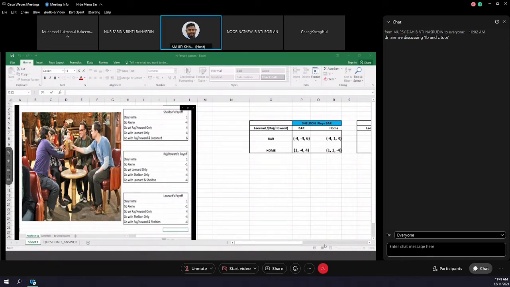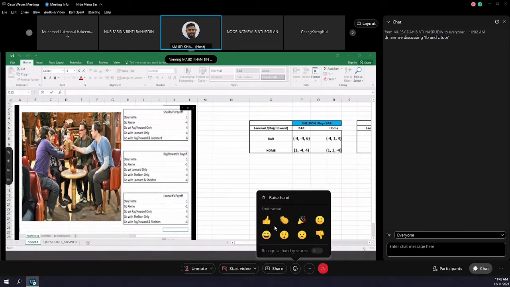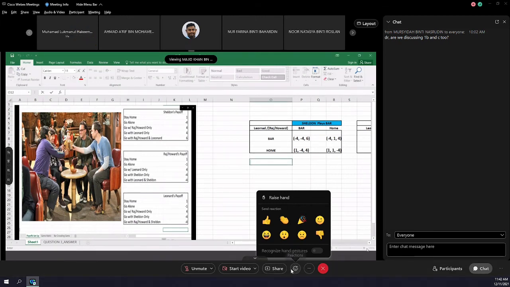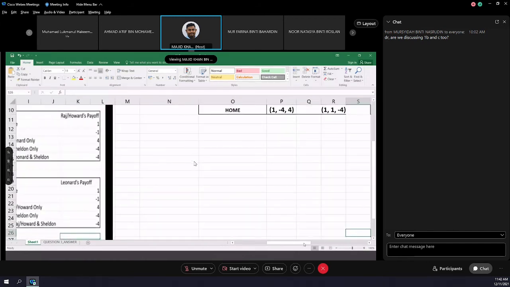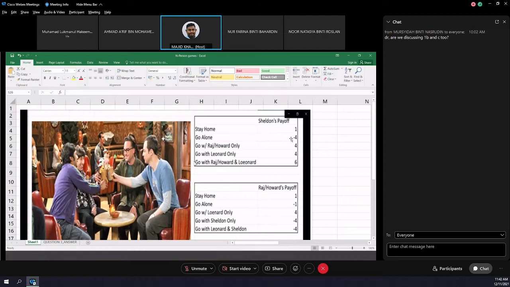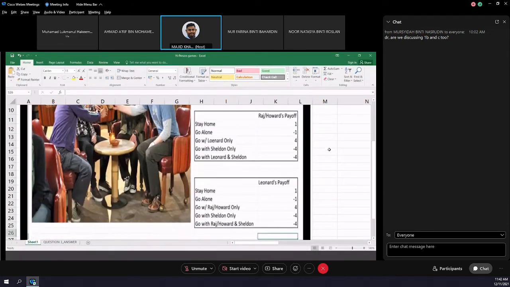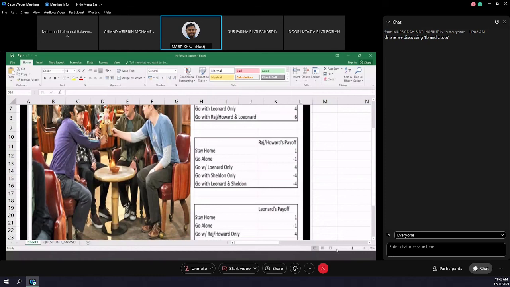Come look at it. Everyone can see my Excel, or is it small? Cannot see all, Doctor? I purposely did not show it yet. Okay, let me make it bigger. Now, are you ready? Everyone try to jot down first the values: Sheldon's value, Raj and Howard's value, and also Leonard's payoff. Just try to write first.